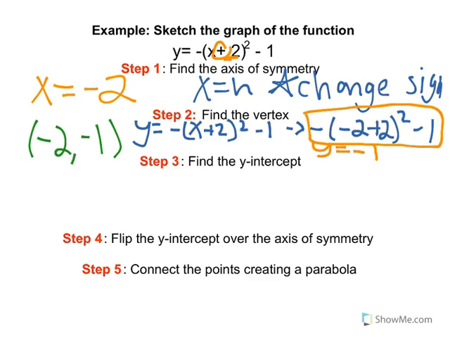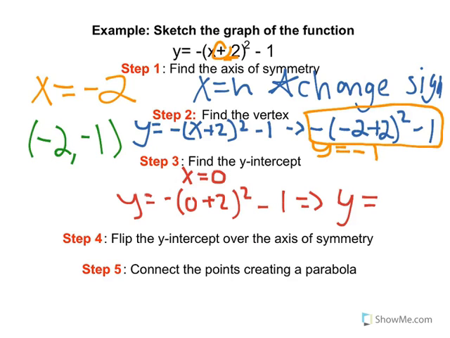Now we want to find the y-intercept. To find the y-intercept, that is when x is equal to 0. Just like above, now we're going to plug 0 in for x. So negative (0 plus 2) squared on the outside, minus 1. When we evaluate that, we should get y is going to equal negative 5. So our y-intercept is negative 5. Then when we graph that, we're going to take that y-intercept, flip it over the axis of symmetry, and then connect all those points, making our parabola.